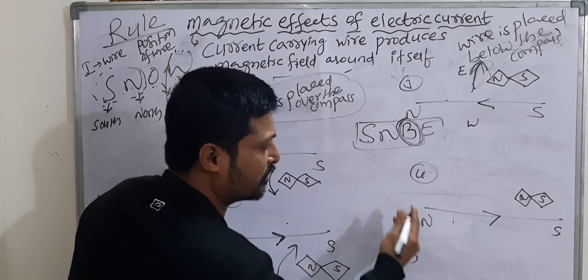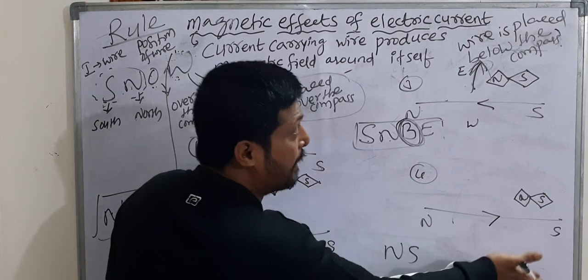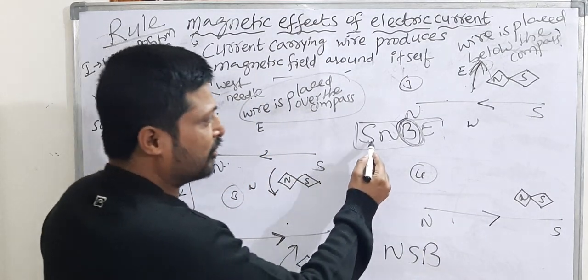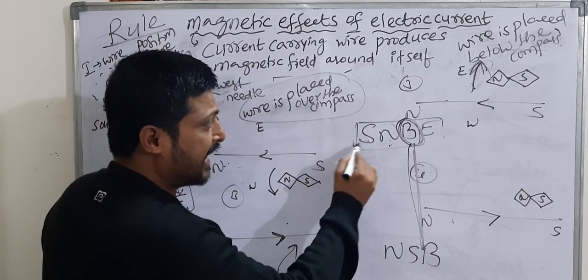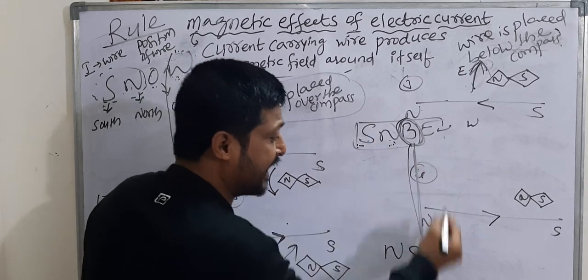Next is here. North to south. Current flow through wire is north to south. The wire is placed below the compass. So north O, B. If south to north, this B, B same. But current direction is changed. If current direction changes, deflection also changes. So here east, here west.